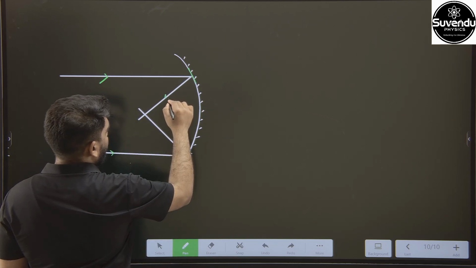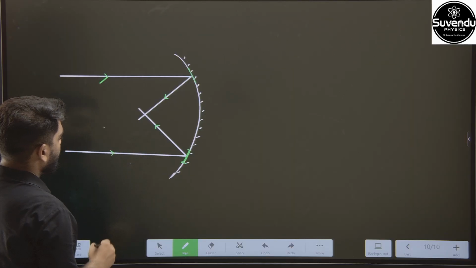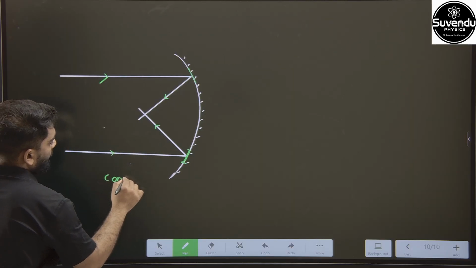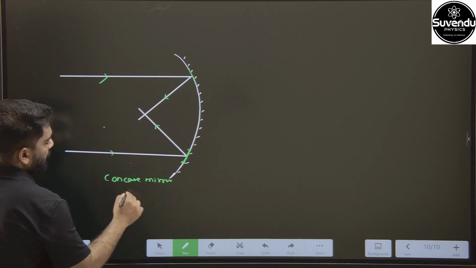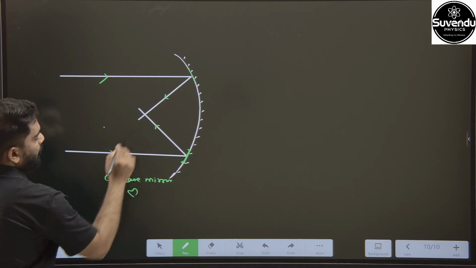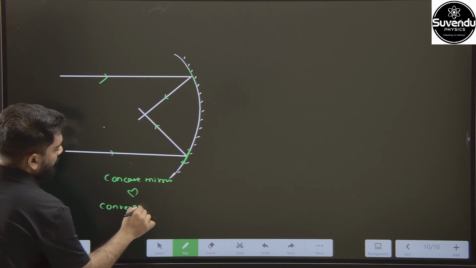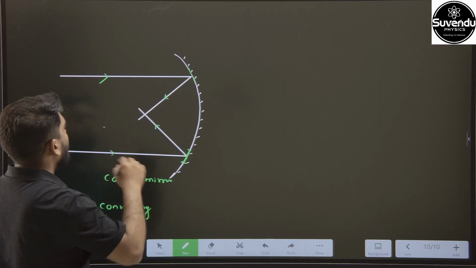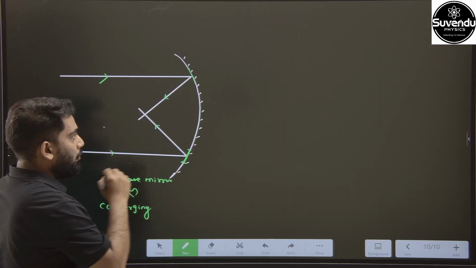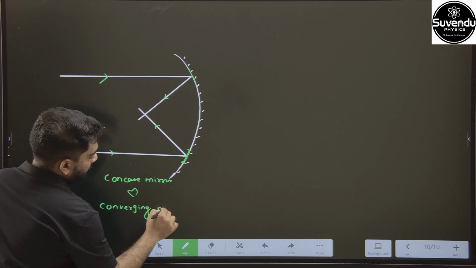So from this we came to know, when a parallel beam of light falls on this concave mirror, all the reflected rays start to converge towards a single point. Due to this reason, it is otherwise known as converging mirror. After the terminology discussion, terminology related to spherical mirror, we will discuss it in ray diagram in detail. Converging mirror.